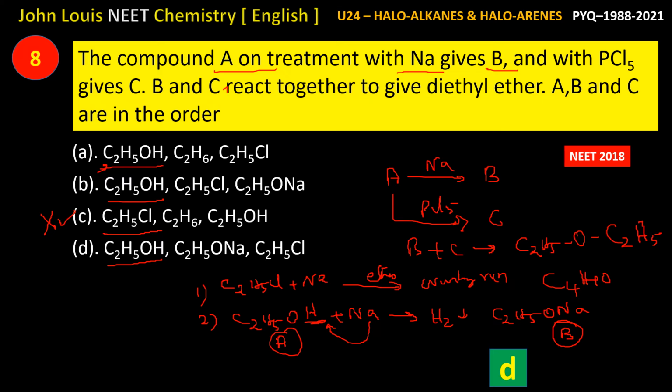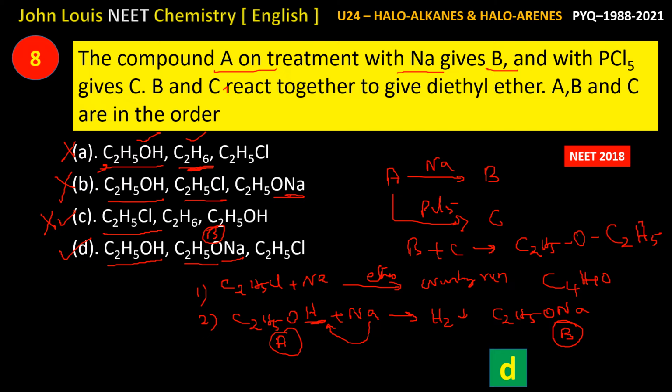So now you look at the second compound in the options. In option A, the first compound is ethanol, the second compound is ethane. It is not sodium ethoxide, therefore A can be ruled out. In B, the first is ethanol, the second one is ethyl chloride, but what we should have got is sodium ethoxide. So this should have come here. Therefore option B is also ruled out. And you look at option D, the second compound, or the B compound, is sodium ethoxide. Therefore this should be the correct one. We need not go further.